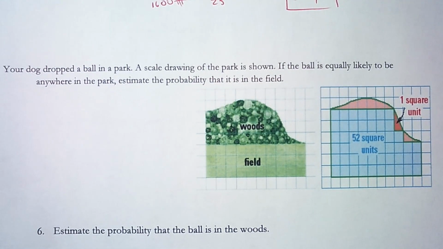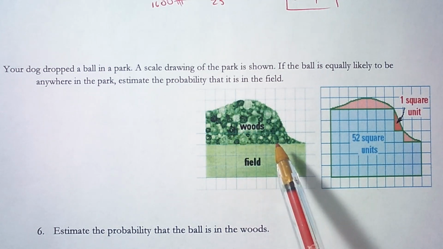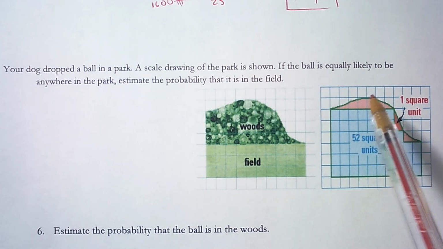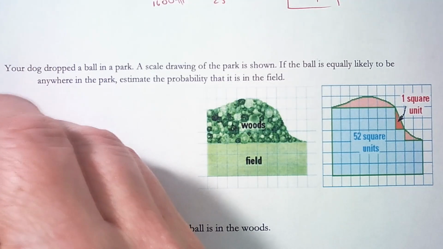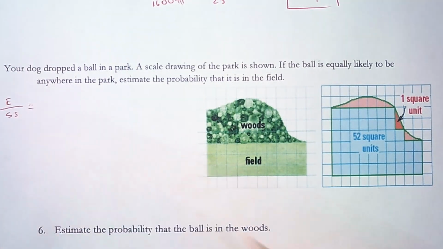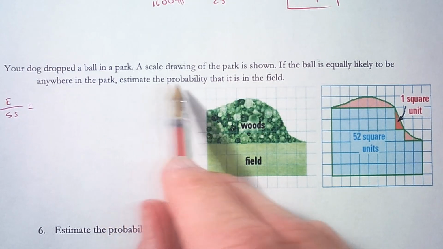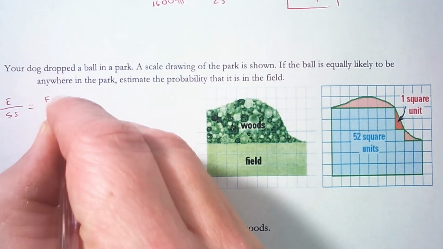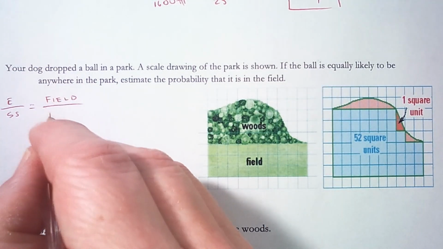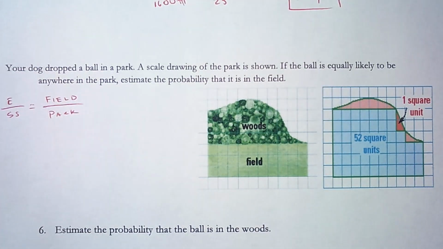So next, your dog drops its ball in the park. So here is a drawing of the park. If the ball is equally likely to be anywhere in the park, estimate the probability that the ball is in the field rather than in the woods. So in order to do probability, we need an event over a sample space. We're estimating the probability that the ball is in the field. So the event is the field. The sample space is the whole park. So that would be the field and the woods combined.